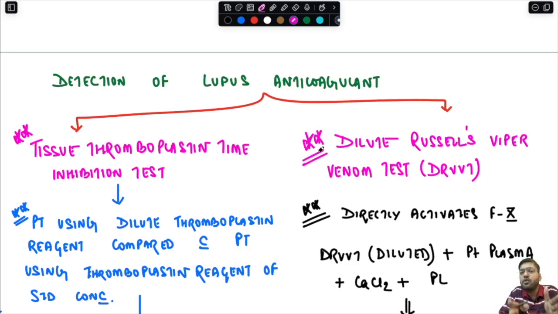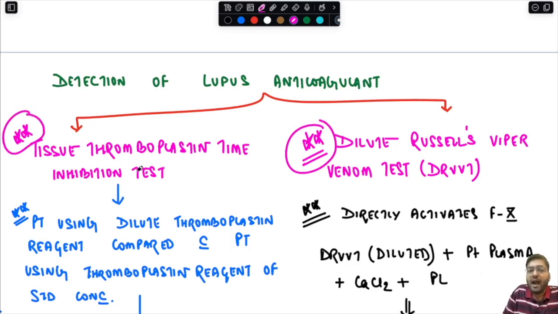Now remember, if you are able to understand this test and remember everything about it, it is all right. But if you are not able, no problem at all. I will tell you a shortcut as well. But you have to remember these two names: the tissue thromboplastin time inhibition test and the dilute Russell Viper venom test. Both these tests are basically used for detection of the lupus anticoagulant.